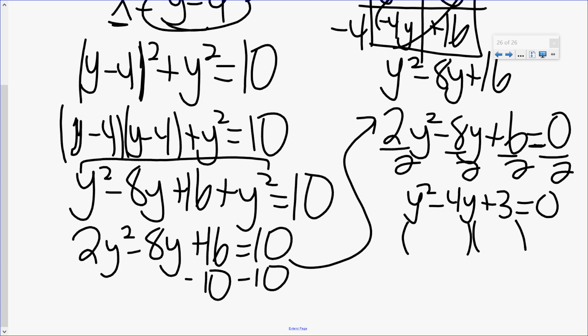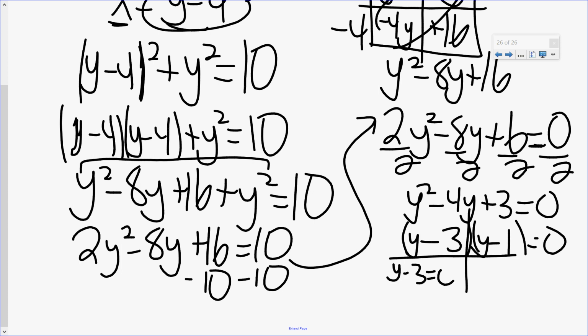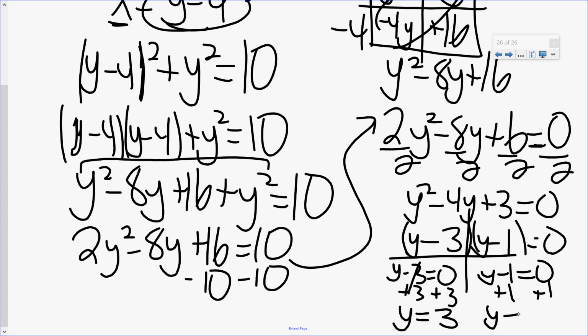2 sets of parentheses, y and y. First sign comes down, negative and the positive is a negative, multiplies to 3, adds to 4. The only thing that multiplies to 3 is 3 and 1. Set each factor equal to 0. I get y equals 3, and I get y equals 1.